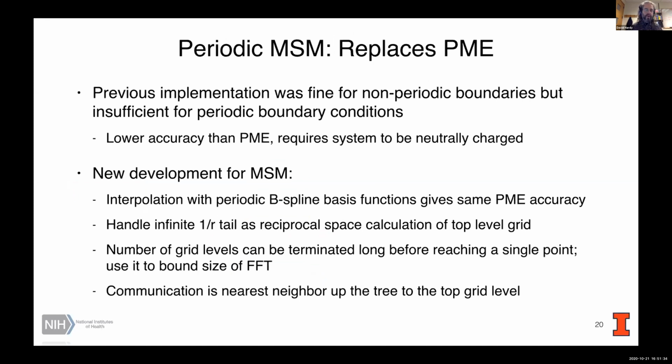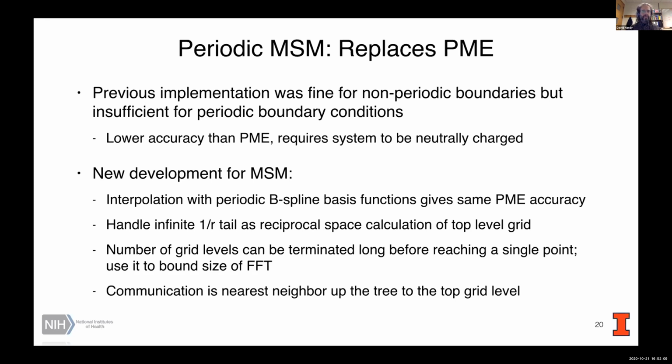And so the reason why we haven't already been using periodic MSM is that the previous implementation was fine for non-periodic boundaries, but it was insufficient for periodic boundary conditions. It provided lower accuracy than PME, and it also required the system of atoms be neutrally charged, which is not always the case with what people expect from the application.